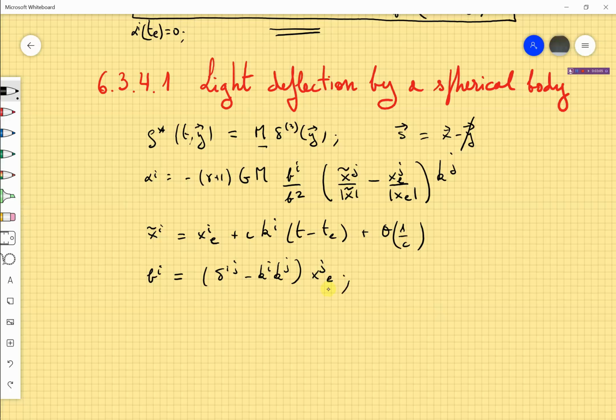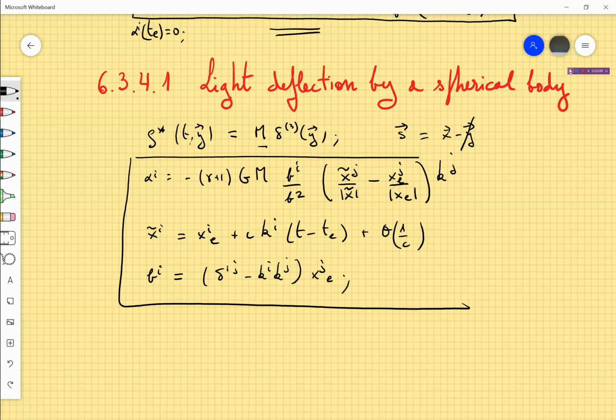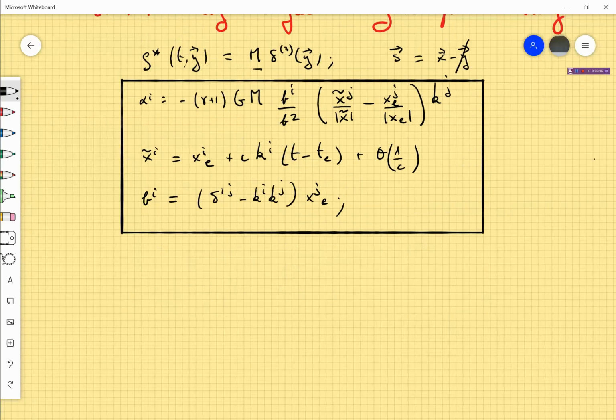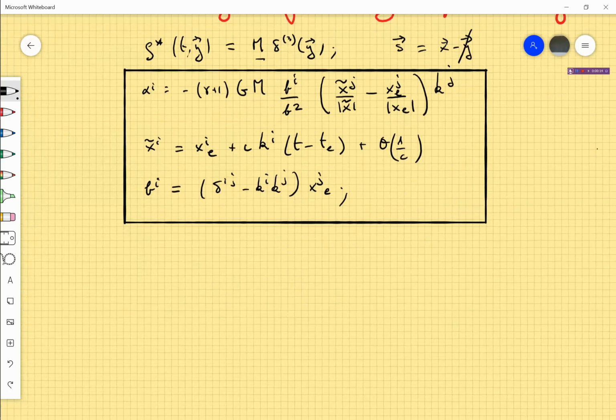Okay, so this is the complete solution for alpha. And this is all we need to compute the angle of deflection of a light ray that passes near the sun or any other spherical object that gravitates. First, we need to make a drawing to explain what is the general setup and to appreciate the geometrical definitions better.